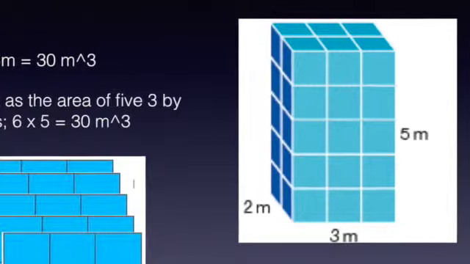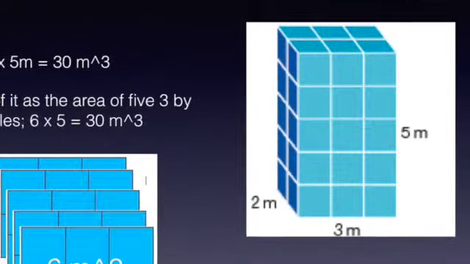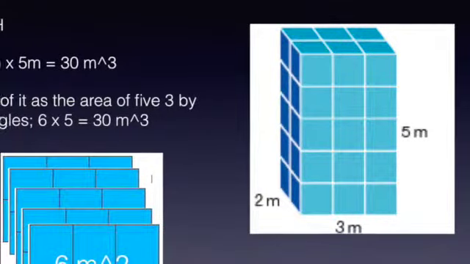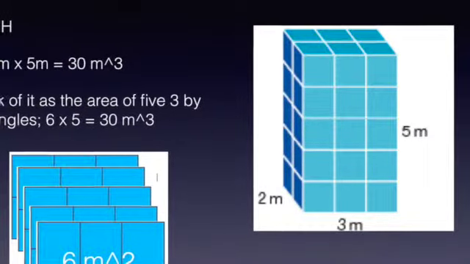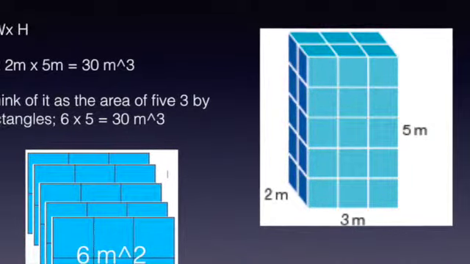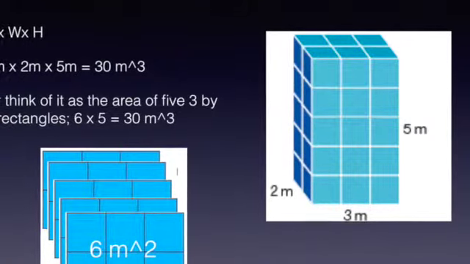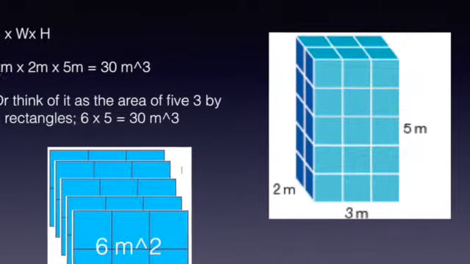Or you can think of it like 5 six-meter-squared rectangles stacked on top of each other. Here, each rectangle has 6 units. Since there are 5 of these rectangles, it would be 6 times 5, which also equals 30 meters cubed.